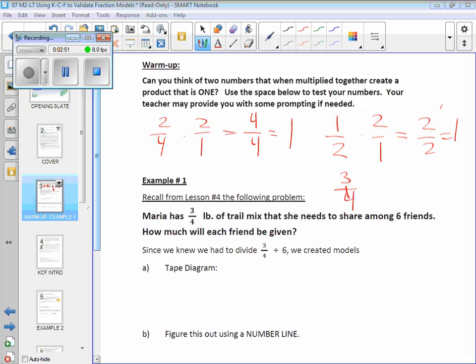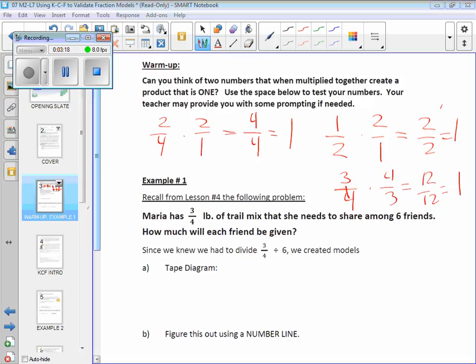3 over 4 times, what's the reciprocal for 3/4? 4 over 3 equals what over what? Which is equal to what? Anybody? Okay? That's what reciprocal fractions are. It's two fractions that when multiplied together make a product of 1.